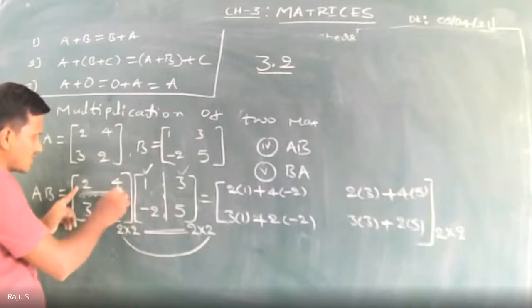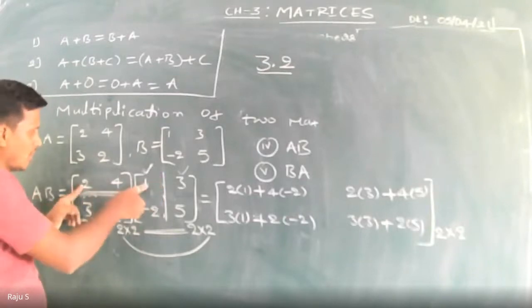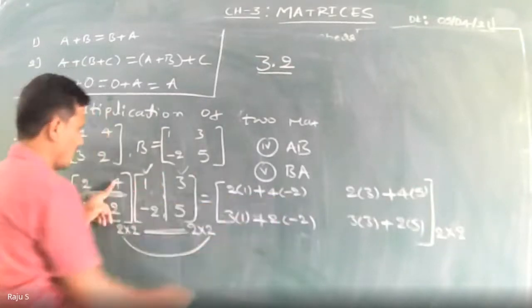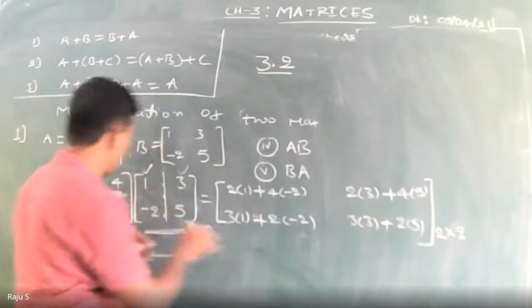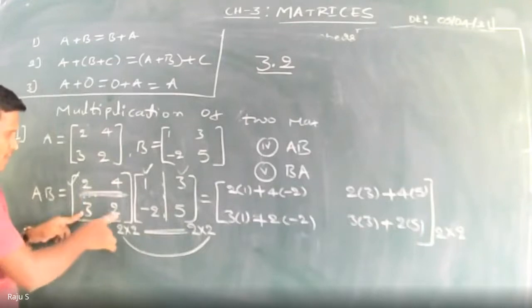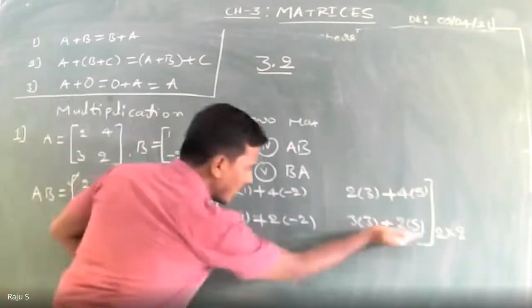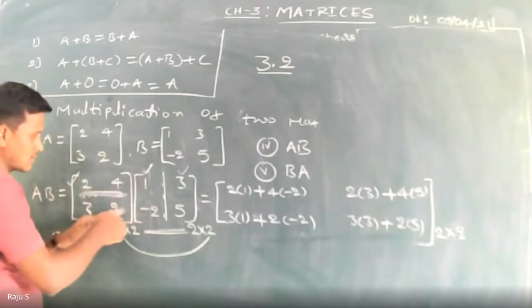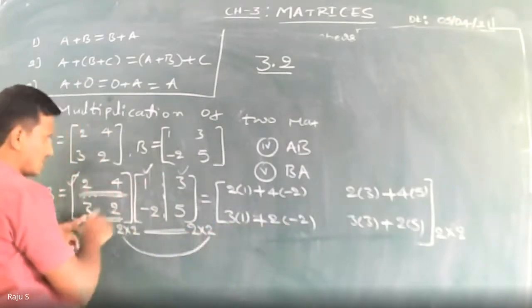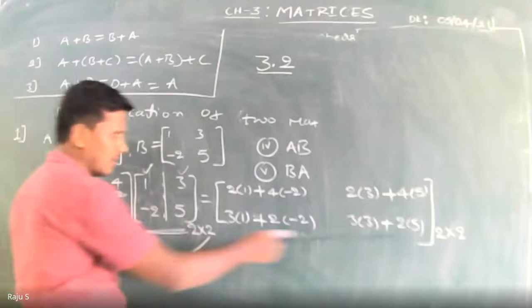First take first row, first column: 2 into 1 plus 4 into minus 2. And next 2 into 3 plus 4 into 5. So the first row is completed. Next use the second row and find the second row values. Second row, first column: 3 into 1 plus 2 into minus 2. And next 3 into 3 plus 2 into 5.